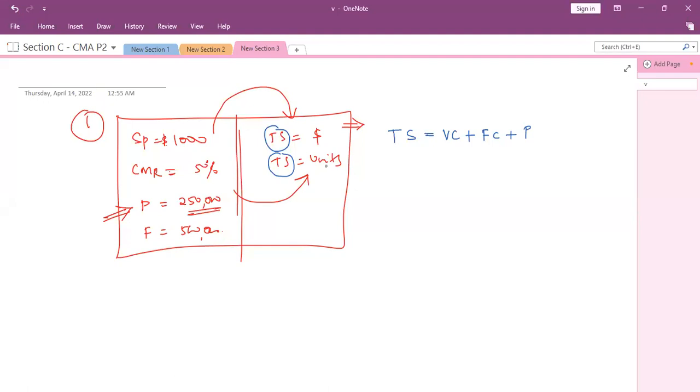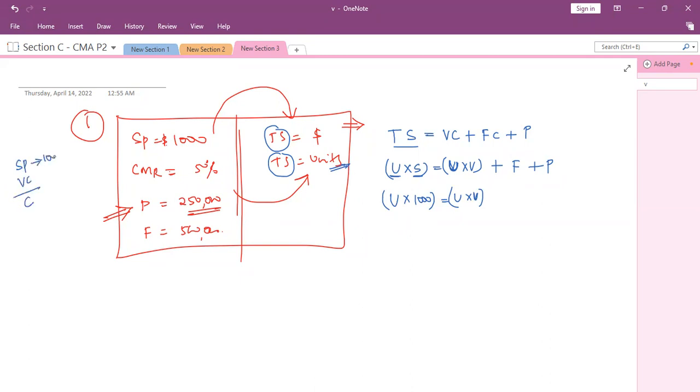Profit. Let us do it with total sale units. Total sales can be written as units into selling price, correct? Variable cost, we can write units into variable cost, correct? Fixed cost as it is, profit as it is. So what is given, you substitute there. Units are given, not given. Selling price is given. Units into variable cost is given, not given. But we know that selling price minus variable cost is equal to contribution.